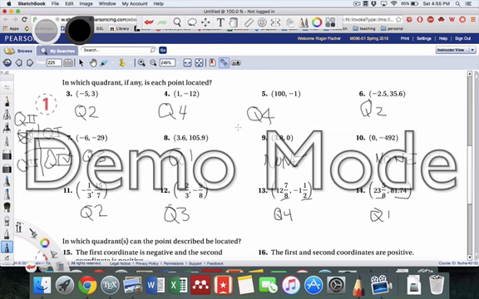So just to summarize briefly, I'm going to draw another coordinate system here and remind you that all points in quadrant 1 have positive horizontal and vertical coordinates. Points in quadrant 2 have a negative first coordinate, positive second coordinate. In quadrant 3, both coordinates are negative. In quadrant 4, the first coordinate is positive, the second coordinate is negative.